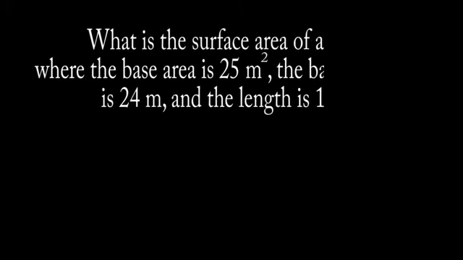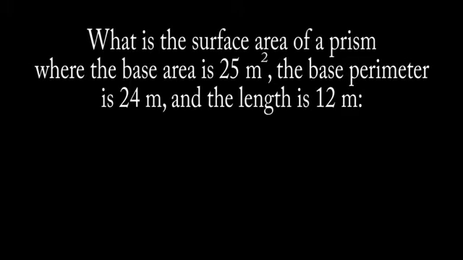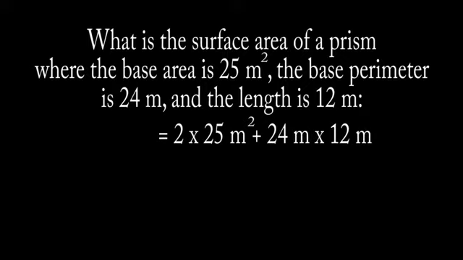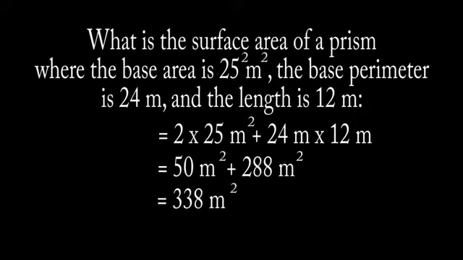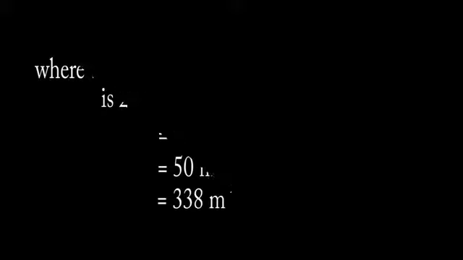What is the surface area of a prism where the base area is 25 square meters, the base perimeter is 24 meters, and the length is 12 meters? Let's substitute to the formula: 2 times 25 square meters plus 24 meters times 12 meters is equal to 50 square meters plus 288 square meters. The surface area is 338 square meters.